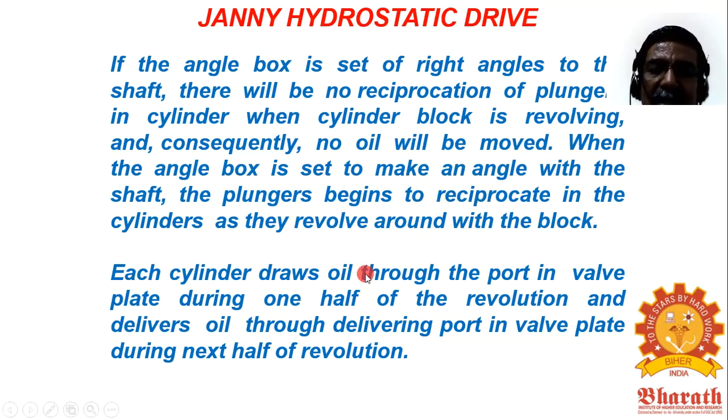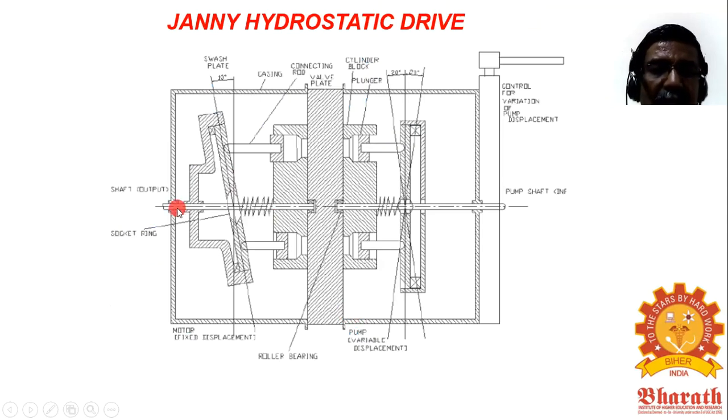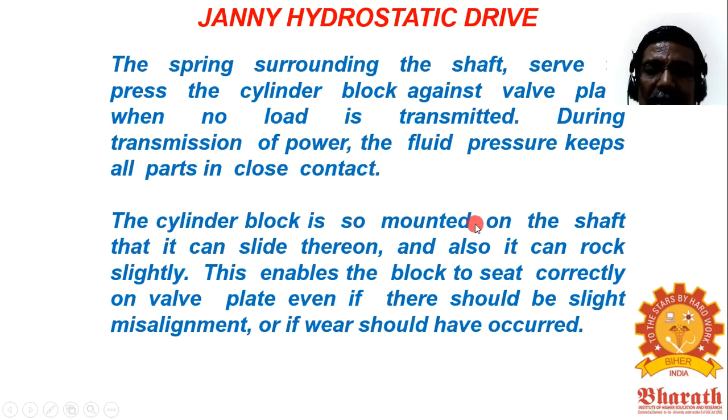Each cylinder draws oil through the port in the valve plate during one half of the revolution and delivers oil through the delivery port in the valve plate during the next half revolution. That is, one rotation is split into two. Let me show you. Suppose this is one half, this is another half. In one half, it draws the oil from the pump. This side, when it comes, it delivers the oil to the pump. So that is the arrangement. Then the hydraulic fluid is circulated and the rotation happens in the output shaft.